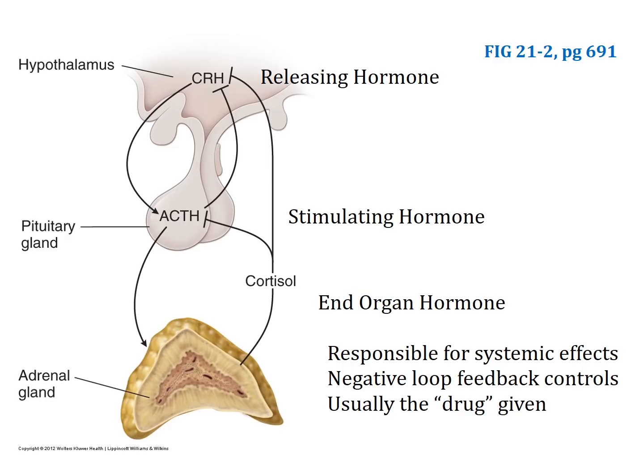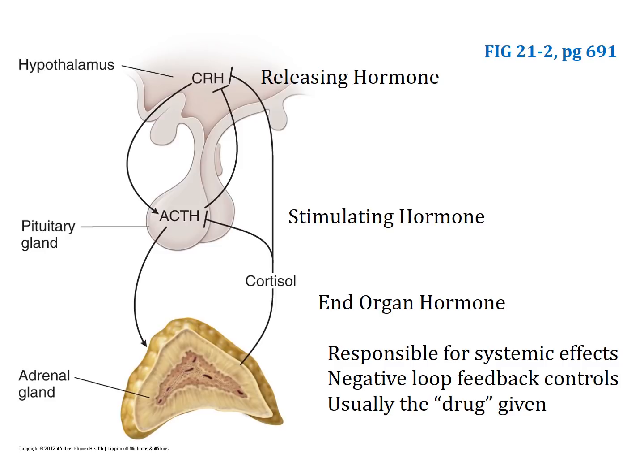Now, with respect to the hypothalamus and the pituitary gland, there is something called the hypothalamic pituitary axis. This axis is a series of hormones which are released to stimulate organs within the body. And we're going to talk about this axis in some detail as we move on through this unit.